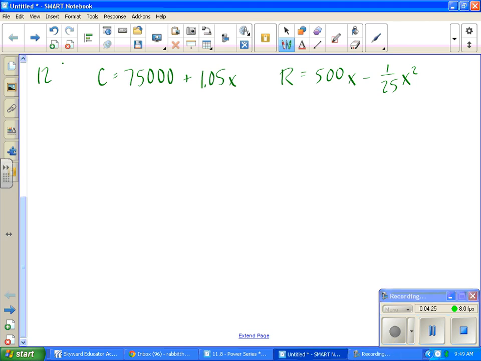Number 12, they give us a C and an R here, so let's read it. It says, a company that manufactures pet toys calculates that its cost and revenue can be modeled by these equations. So we have the cost is the C, the revenue is the R there, where X is the number of toys produced in 1 week. So I'm just going to write that in case it's relevant. Number of toys per week, right?